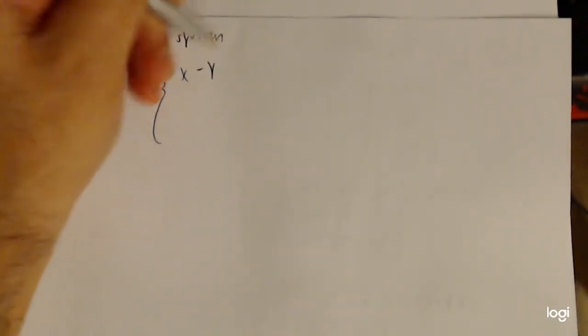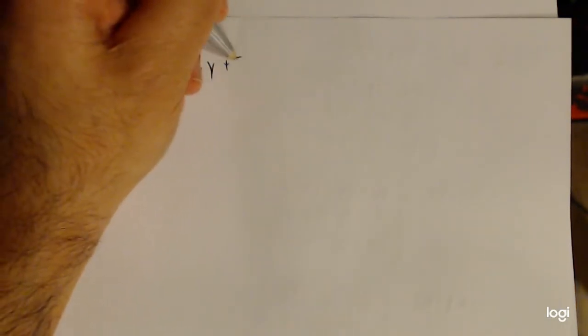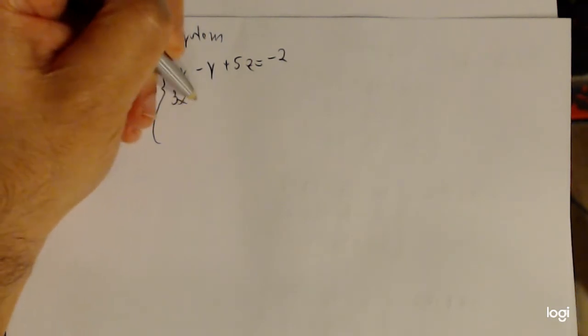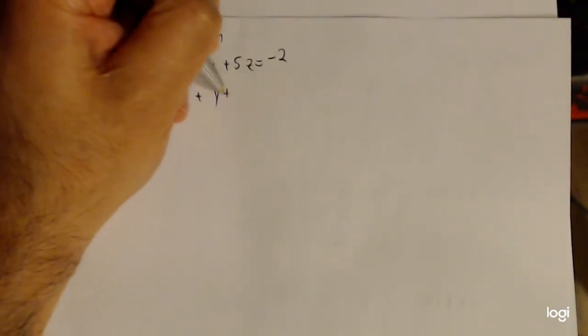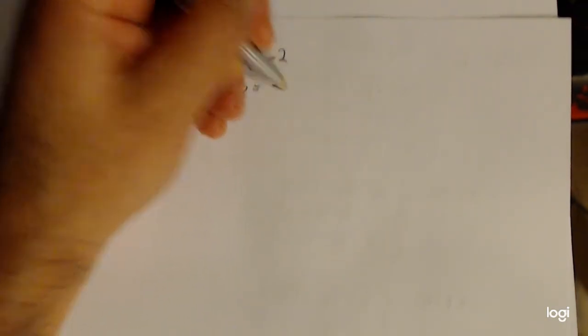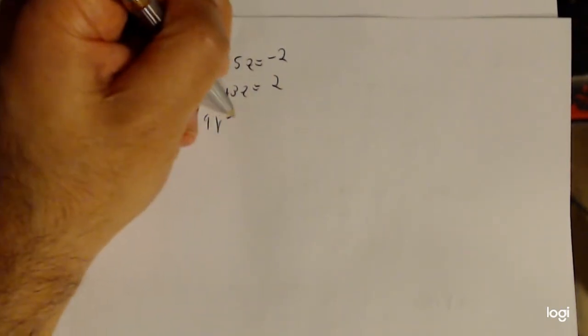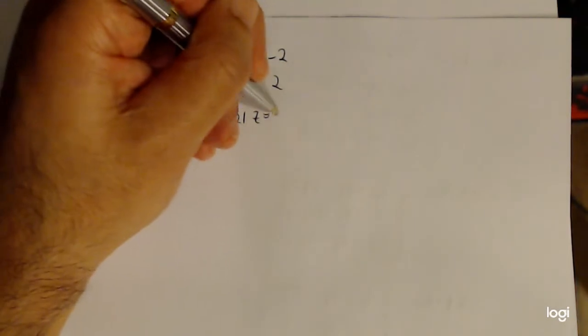Okay, so for our third example, we're going to solve the system: x minus y plus 5z equals negative 2, 3x plus y plus 3z equals 2, and 3x plus 9y minus 21z equals 18.